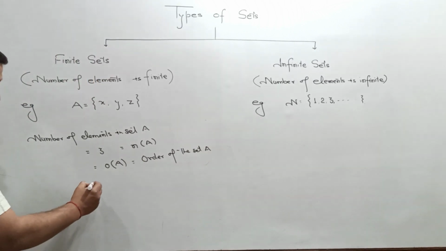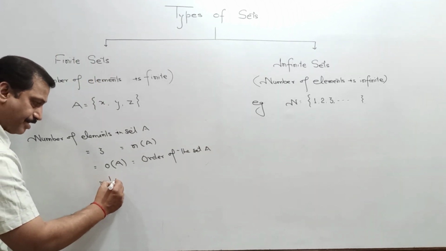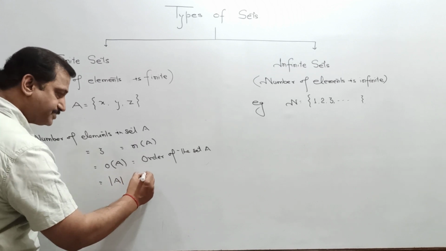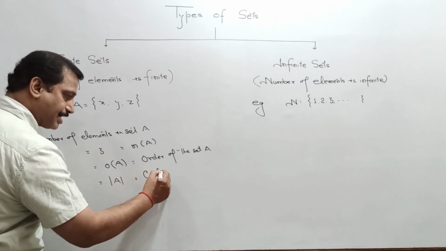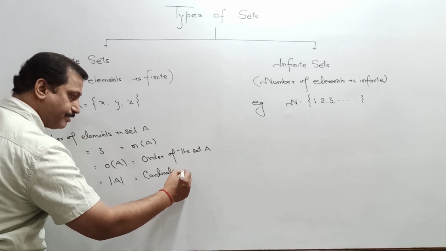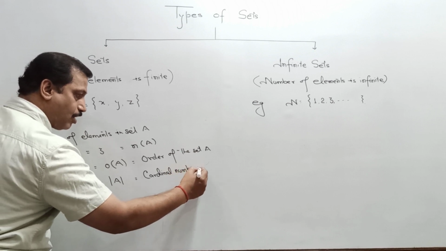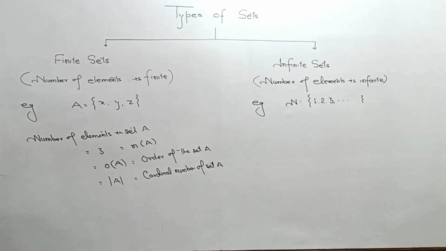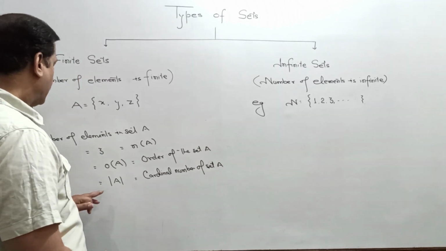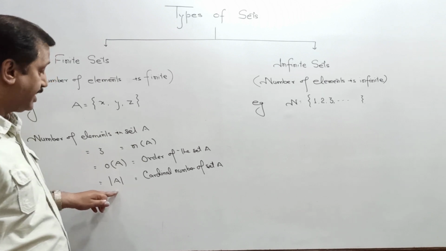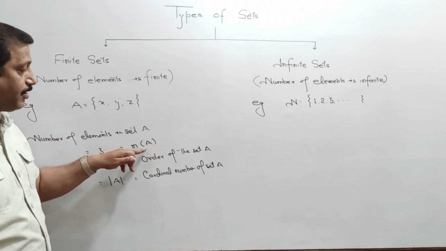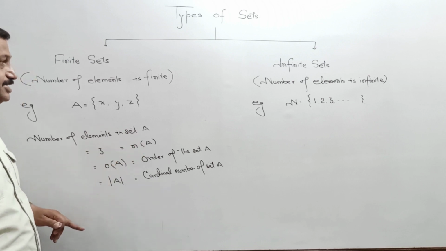Or it is also known as cardinal number of set A, represented by this symbol. Cardinal number of set A. Therefore, cardinal number of set A is equal to order of set A is equal to number of elements in this set A.